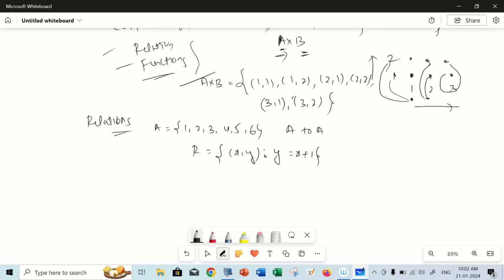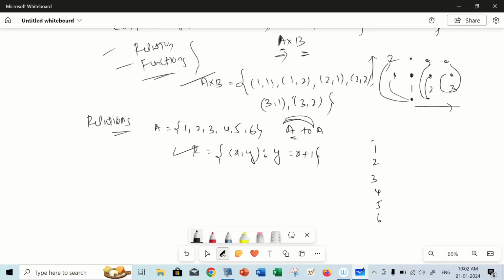So we need to write a relation from A to A. There may be more sets, but I'm taking only one set. So by this condition of relations, how can I write it? I will write A containing 1 2 3 4 5 6, and I'm writing here 1 2 3 4 5 6 in the vertical direction.